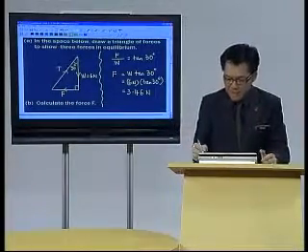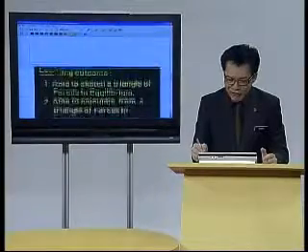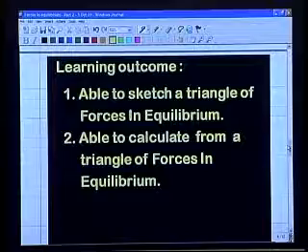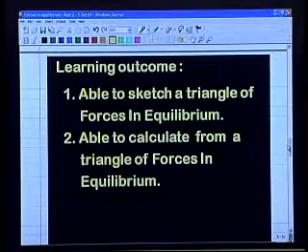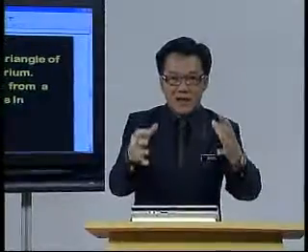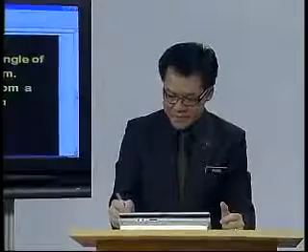And with that, I am very sure that you have fulfilled these two objectives. Number one, you are now able to sketch a triangle of forces in equilibrium. And number two, you are now able to calculate after drawing the triangle, after using the triangle.